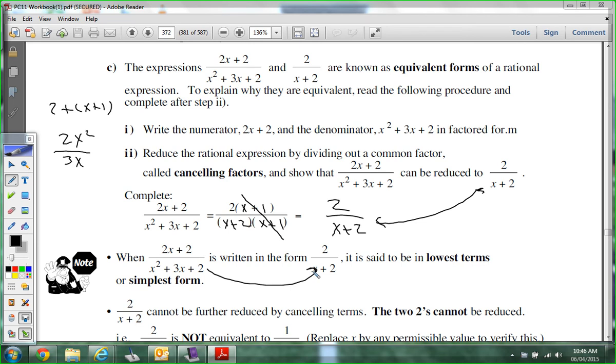Do not do this. Some people think they can cancel this off, but you can't, because why? That's a plus there. It's not a product. You can't cancel that off like that. It's not going to work.